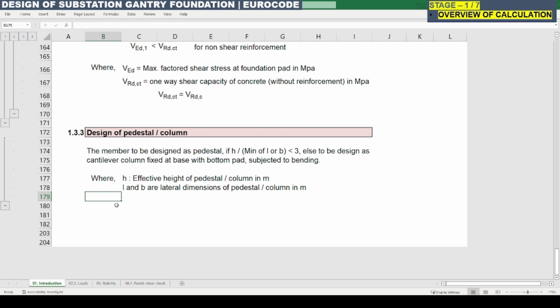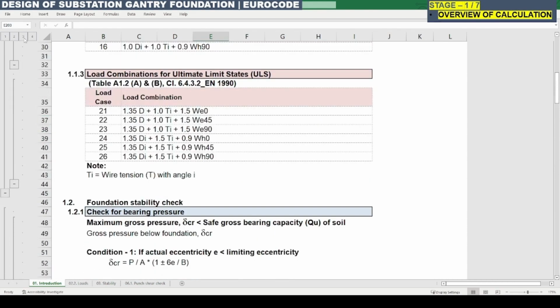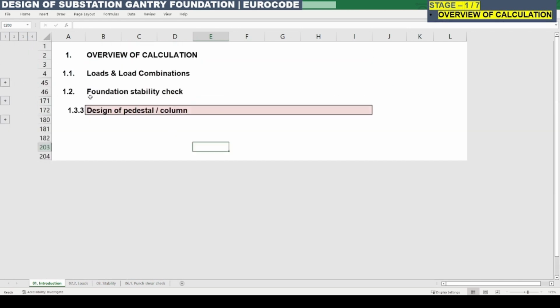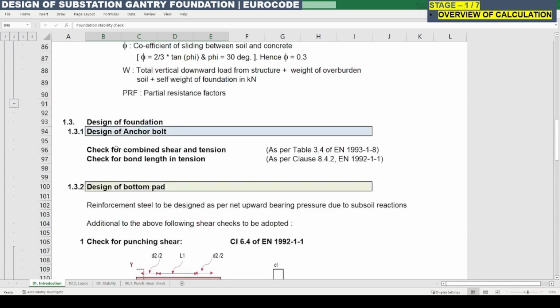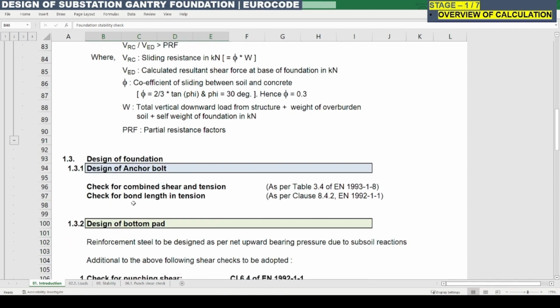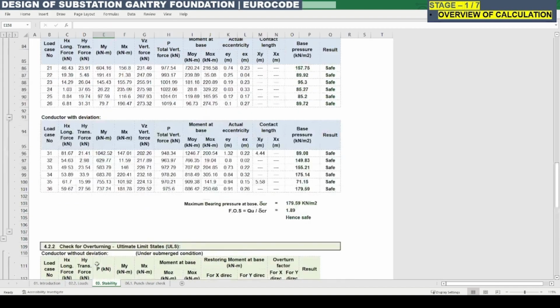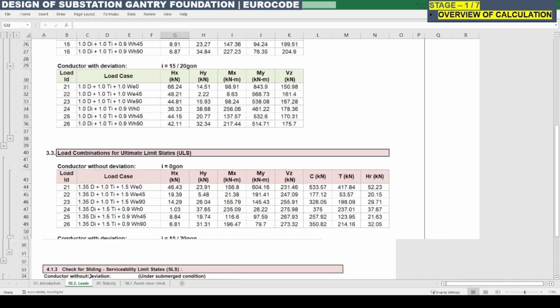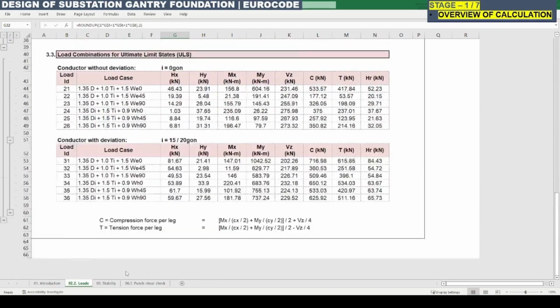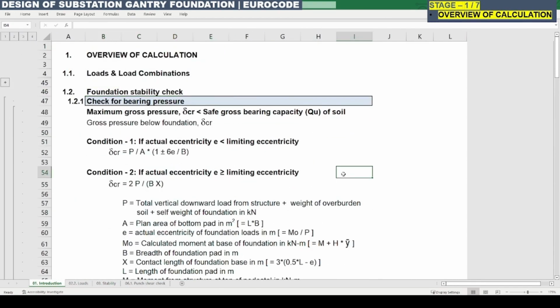So with this, the overview of the calculation is completed. We have seen so far the loads and load combinations, foundation stability checks in bearing, sliding and overturning, and the design of various foundation elements such as anchor bolt, bottom pad and pedestal. We will look in more detail at how these stability checks are performed and what loads and load combinations were considered. These details we will explain in our upcoming videos.